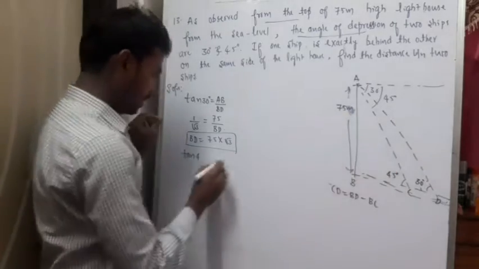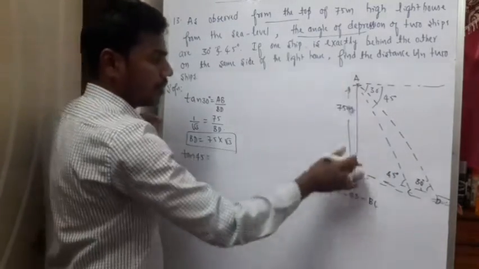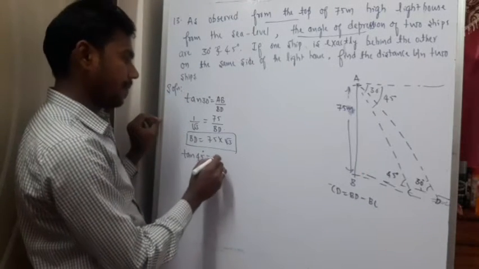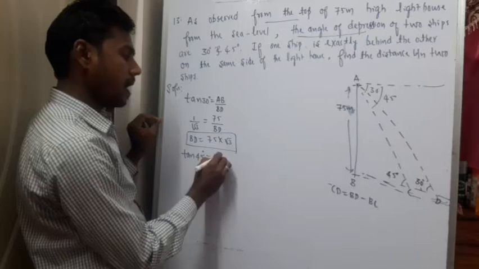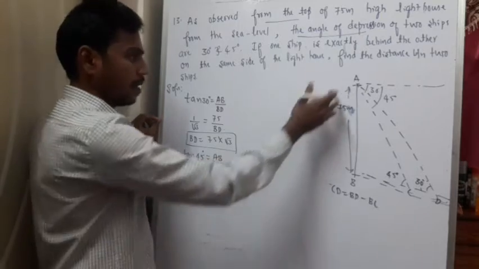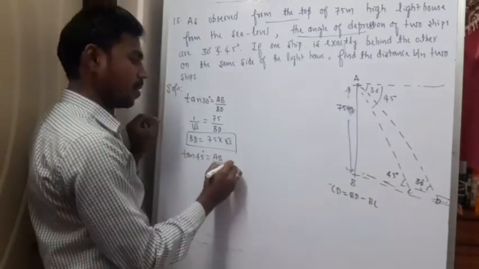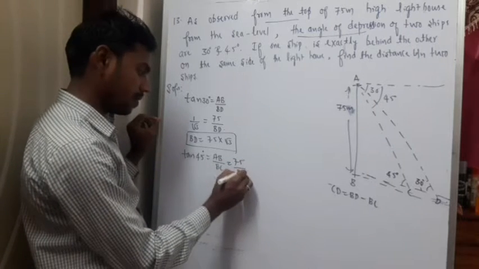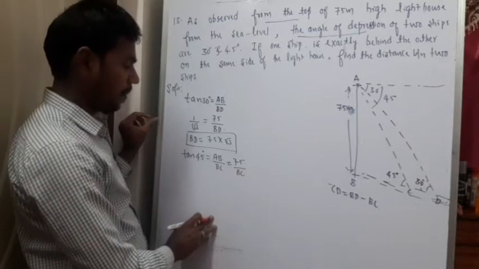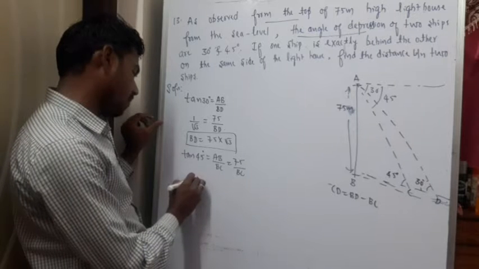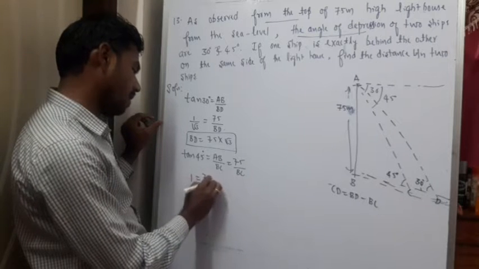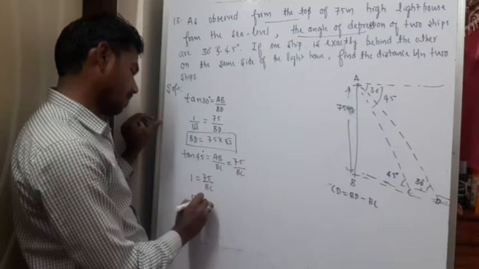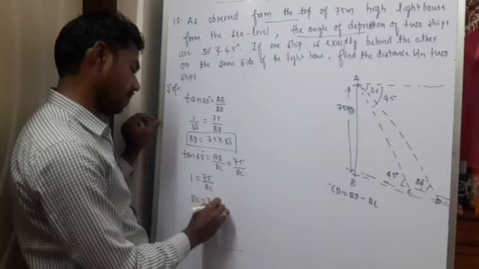Next, tan 45. Tan 45 is equal to opposite by adjacent, that is AB by BC. What is AB? 75 divided by BC, which we need to calculate. Okay. Tan 45 is nothing but 1. So 1 is equal to 75 divided by BC, or else BC is equal to 75 meter.